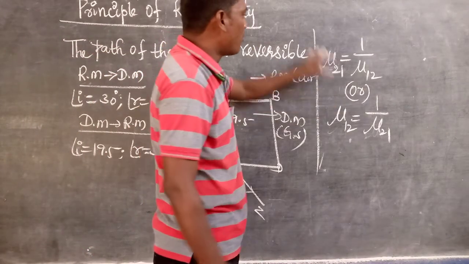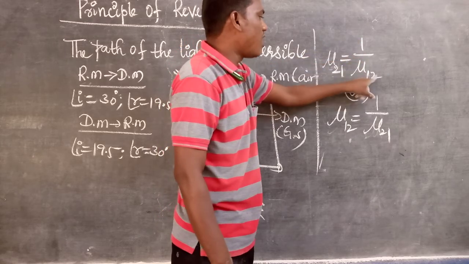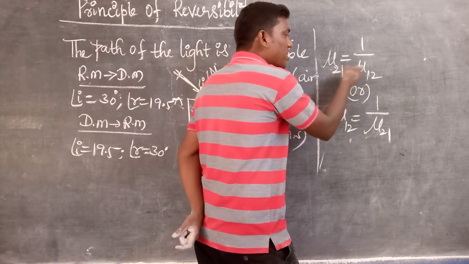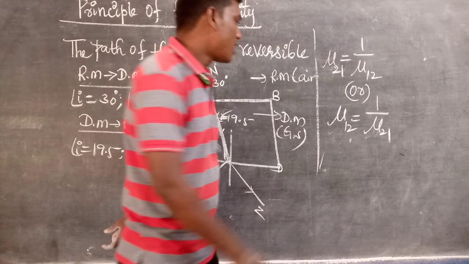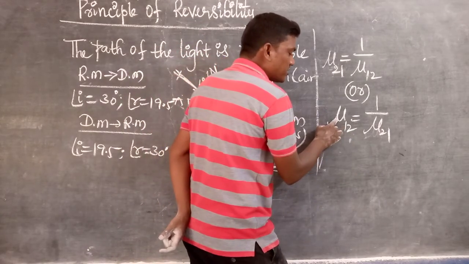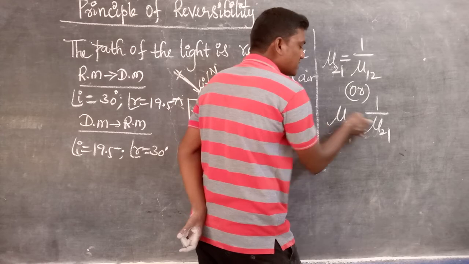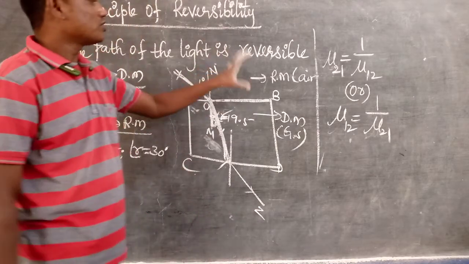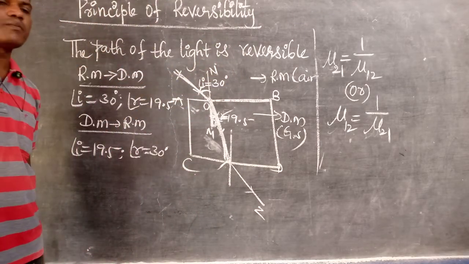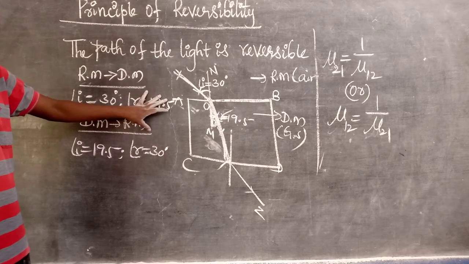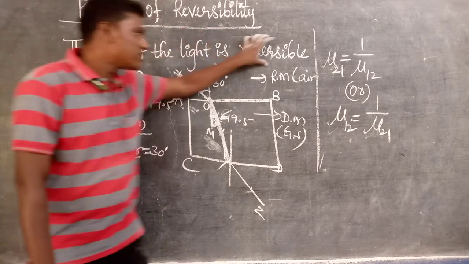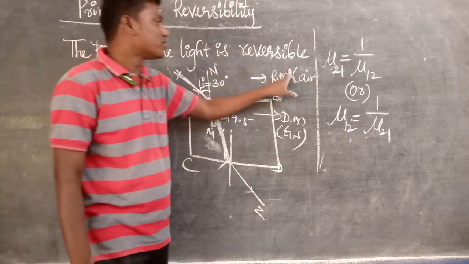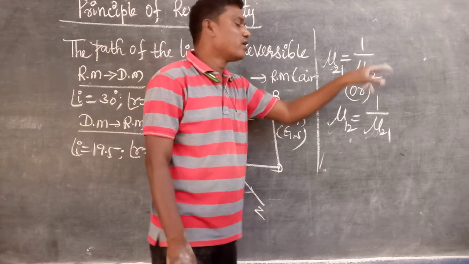That is also practically provable: mu of 2,1 is equal to 1 by mu of 1,2. It means the refractive index of the second medium with respect to the first one is inversely related, or reversible. Mu of 1,2, the refractive index of the first medium with respect to the second one, is the reverse of the refractive index of the second with respect to the first. So this is the principle of reversibility. It is very, very important. During the examination, when they ask this, you can write this definition and then write either of these formulas. The path of the light is reversible. Then mu of 2,1 is equal to 1 upon mu of 1,2.